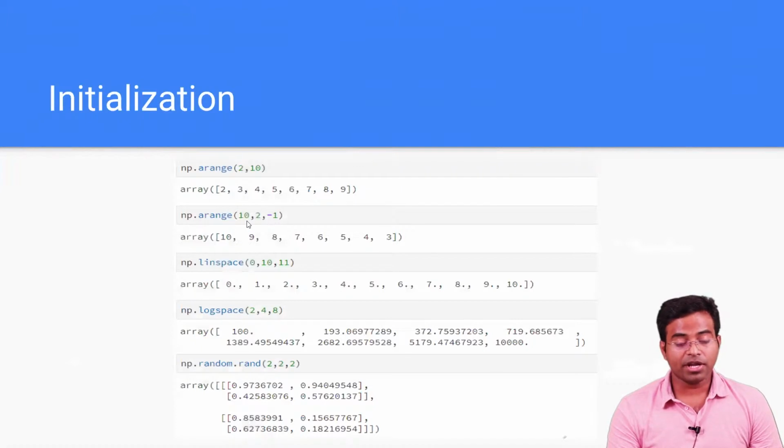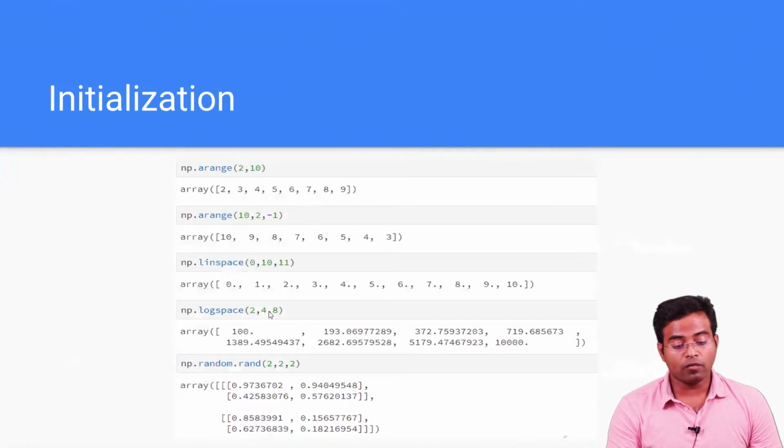Then you have np.arange with 10 as the starting point, 2 as the ending point, and the step size is -1, so it will reduce by 1 every time. Then you have linspace. Between 0 to 10 you are generating 11 numbers equally spaced, so that is why you see data like this. Then you have logspace.